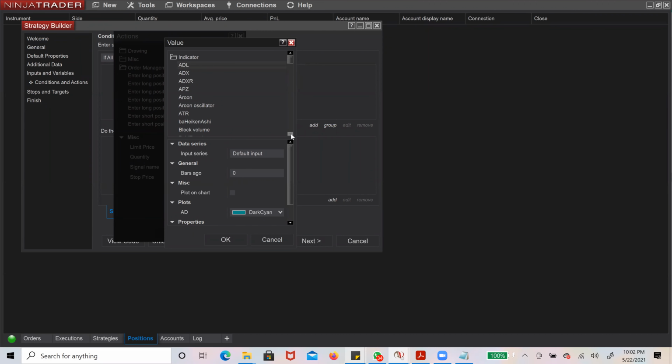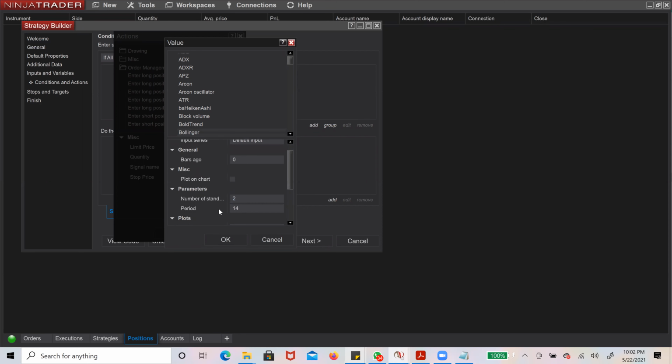I believe I did that before. Bollinger. There. So you have a 14-minute period, and the number of standard deviations is 2, right? You can change this from 14 to, let's say, a 21-day period, and the number of standard deviations will be 15-minute, right? So this is the way you can change it up.